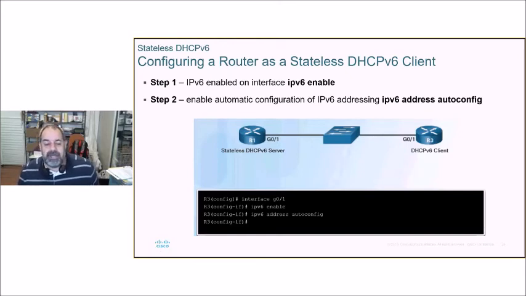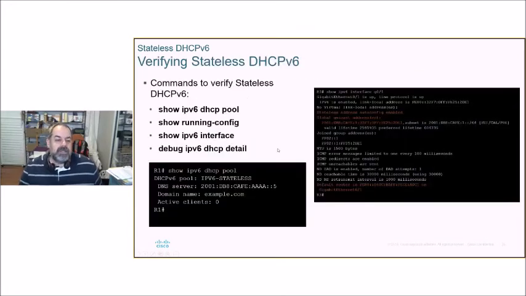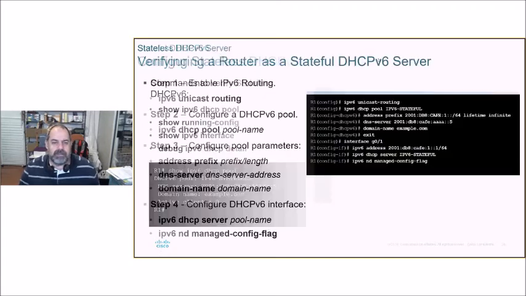And so you of course can make a router a DHCPv6 client as well. And so it's ipv6 enable and ipv6 address autoconfig. So there's show ipv6 dhcp pool. There's show running-config, of course, which will have the information in it. Show ipv6 interface and debug ipv6 dhcp detail will, of course, show you messages as it happens. Of course, that's what debug does.